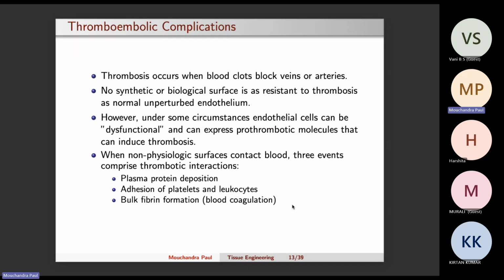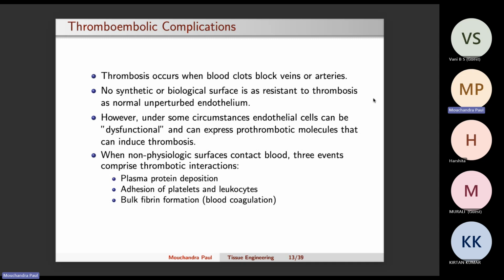Now thrombosis is another complication which can happen anywhere in the body because of implantation. What is thrombosis? Thrombosis occurs when a blood clot forms and it blocks a certain vein or an artery. No synthetic or biological surface is as resistant to thrombosis as a normal unperturbed endothelium. So in natural blood vessels, where the endothelium is continuous, thrombosis does not happen.